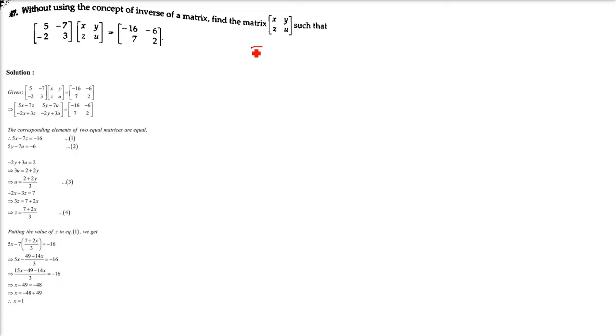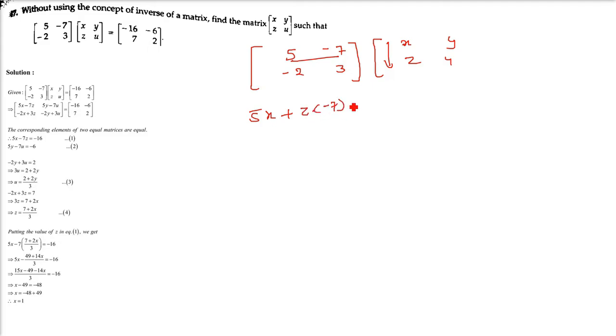So I'm multiplying it. So multiplying this 5, negative 7, minus 2, 3 with this one, x, y, z and u. This row with this column. So 5x and minus 7z, or we can write minus 5x minus 7z also. Now 5 into y minus 7 into u. We can write minus here.